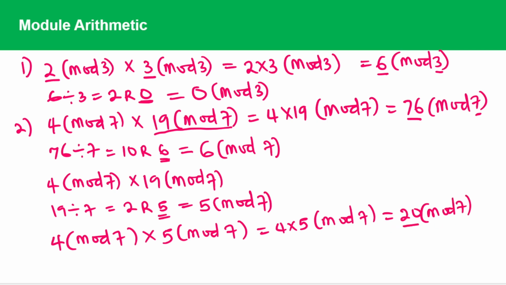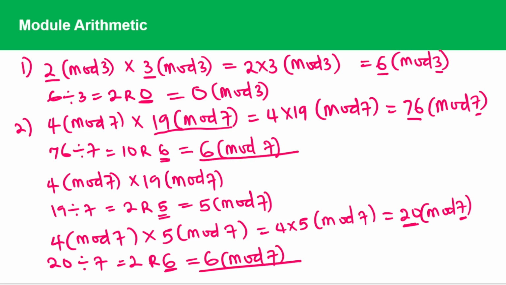And now since the number here is greater than our mod, we have to simplify. So 20 mod 7 means 20 divided by 7. That will give us 2 remainder 6. That's 7 will go in 20 two times, remainder 6. Therefore our answer, the remainder, which is 6, is 6 mod 7. So again, you see we have the same answer as previously. So we have 6 mod 7, 6 mod 7. So this is how you multiply numbers in any given mod.